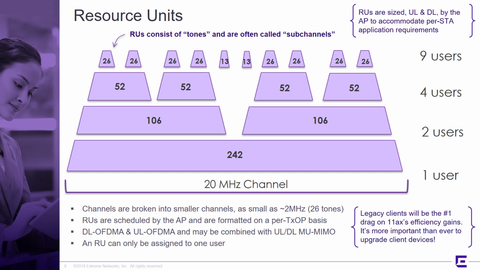As we can see on this slide, we have various widths of resource units. You can see starting from the top 26 tone RUs, and in the middle there you've got a pair of 13s that will act as a single 26. You've got 52 tone RUs, 106 tone, and 242 tone. The 242 tone resource unit is the entire channel width. So that would be when an access point or a client is using the entire channel for the purpose of a high data rate and hopefully high throughput transmission.